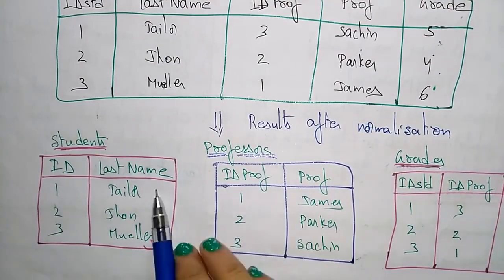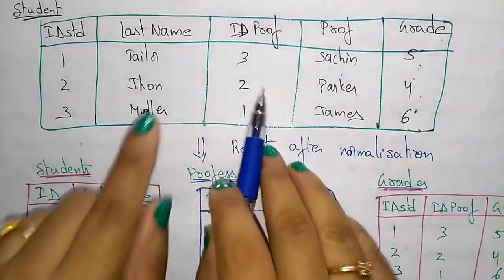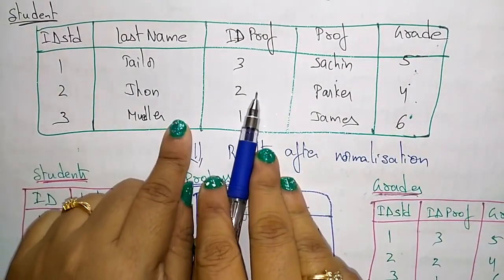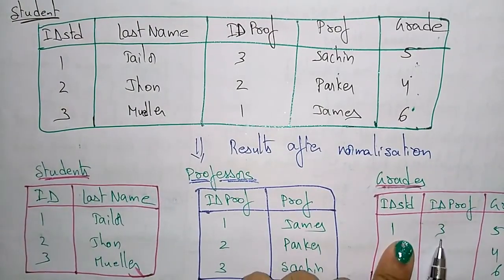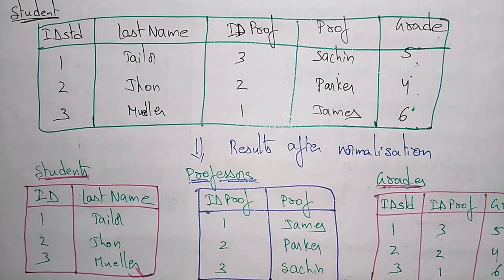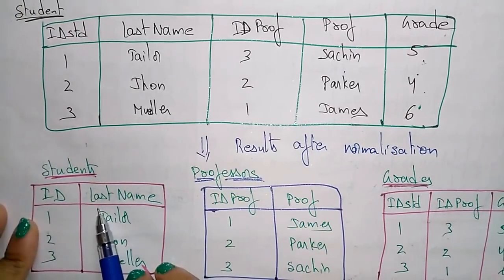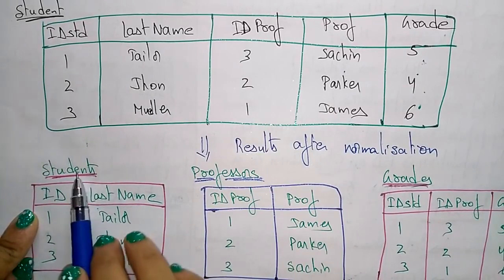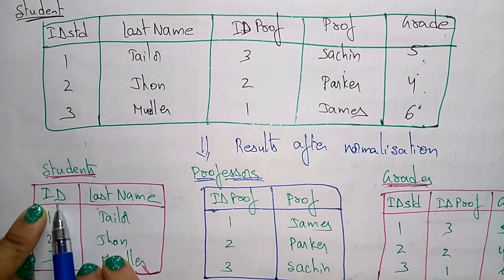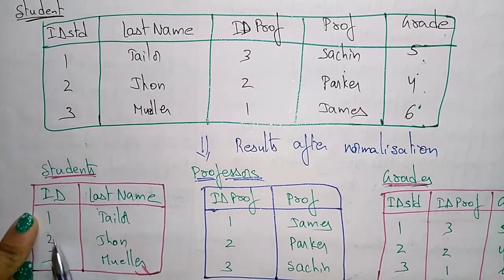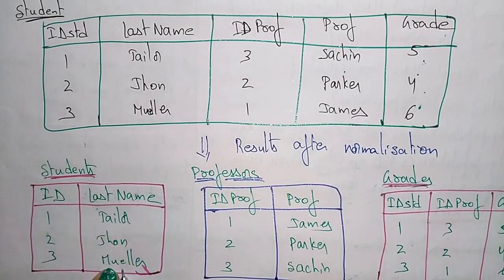So the result after normalization: I decompose this table into three tables, each having consistent data related to that table. First, I took the student table, consisting of ID and last name: 1, 2, 3 and last name.